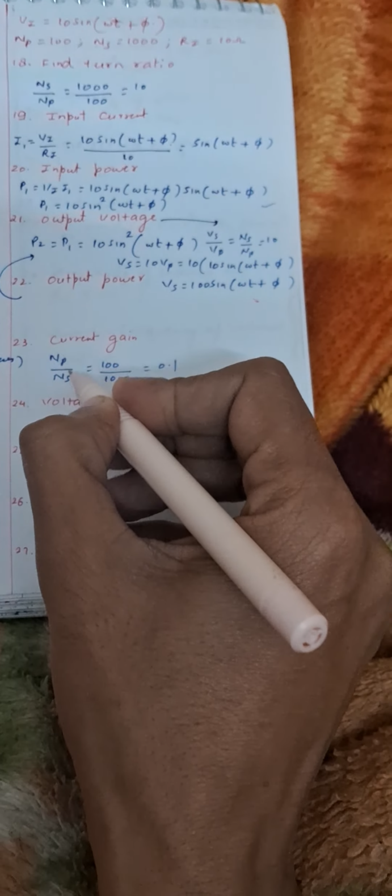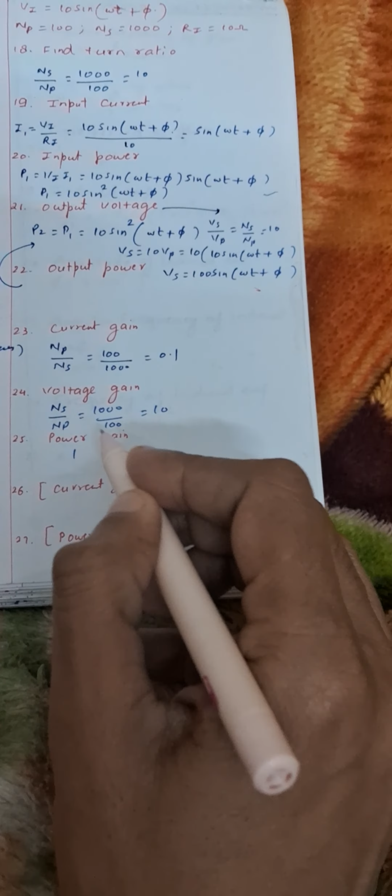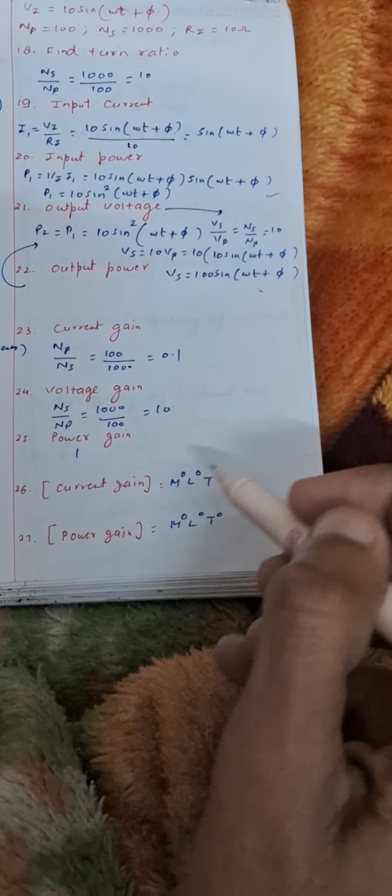Now next is the current gain. So current gain is Np upon Ns, which is 0.1. Next is voltage gain, it is Ns upon Np, which is 10. Next is power gain, which is 1, because we have assumed that the transformer is 100% efficient.